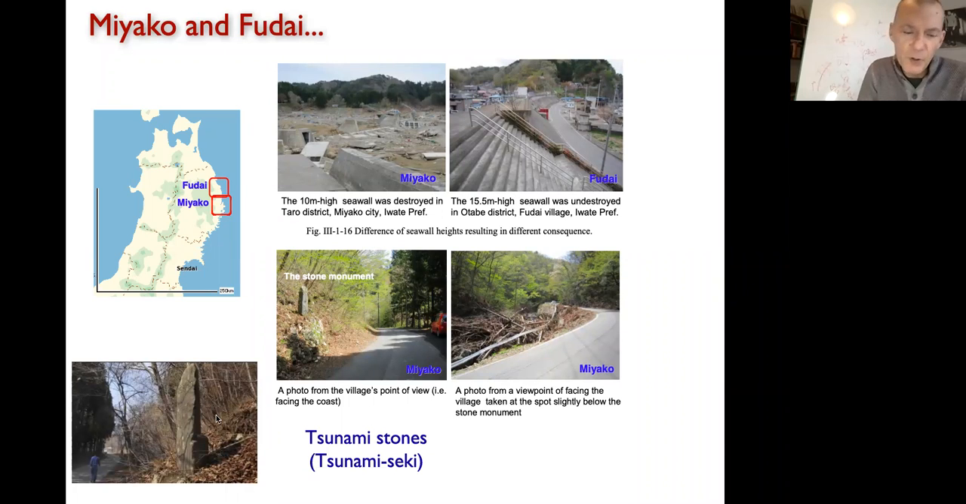And one of the messages coming from the past was, for example, the tsunami stone, called Tsunami Seki. It was placed there as a warning for future generations after the Meiji event, to say, please don't build below this point because the tsunami reached this height. So we still have some messages from the past that we can learn from.